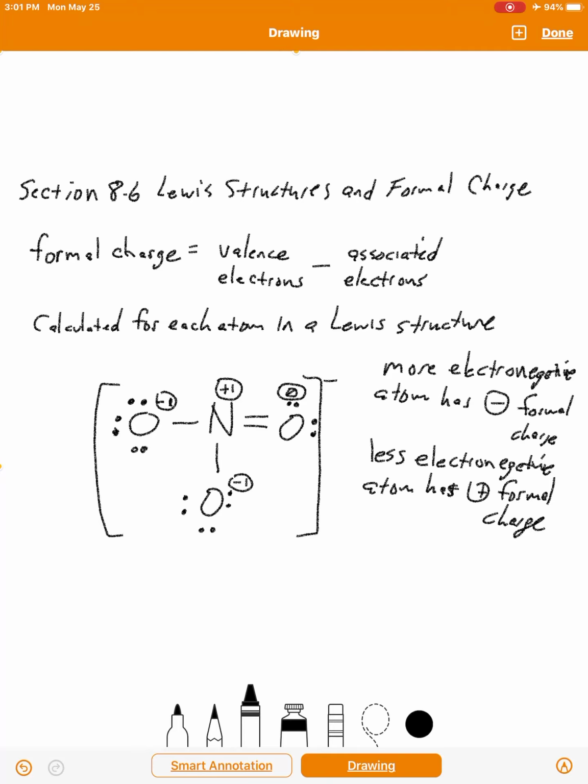So if you look up electronegativity values, for oxygen it's 3.5, and for nitrogen it's 3.0. That's the Pauling electronegativity table. Oxygen is more electronegative. Notice it has the negative formal charge. In this structure, nitrogen is the less electronegative atom. It has the positive formal charge. And that's generally, not 100%, but generally that's what's observed. Okay? So now I want to run through the calculations for a couple of structures using this equation.